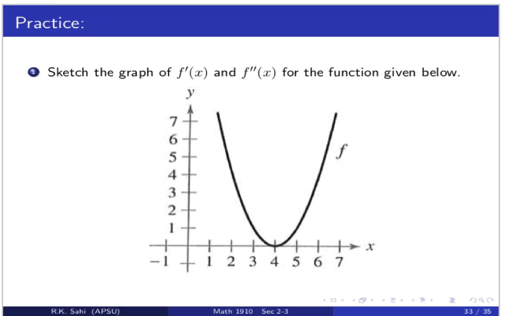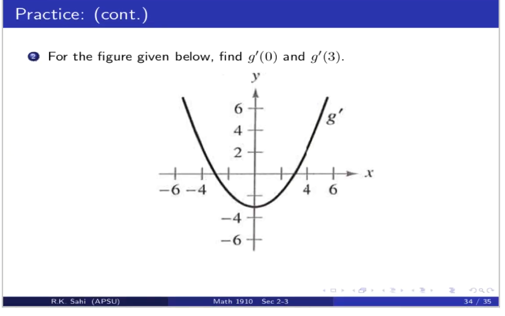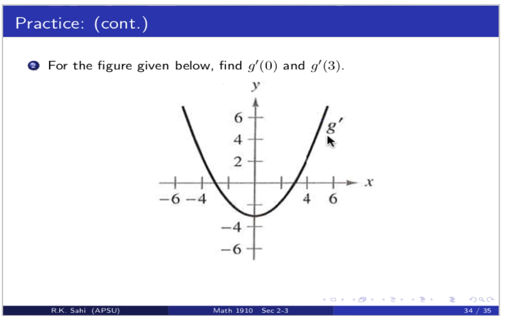Okay, so here's the practice time for you. We've talked about sketching the graph of f prime and f double prime earlier. So you have another parabola. See what would be the sketches of the f prime and f double prime. And then what you're given is a graph of a function g prime. Remember, it's a g prime. That means this parabola is g prime. And you're asked to find g prime of 0, g prime of 3. That means what is the value of the function of g prime when x is 0? What is the value of the function of g prime when x is 3? Remember, the derivative of a function is a function.